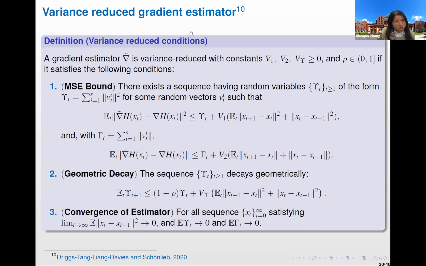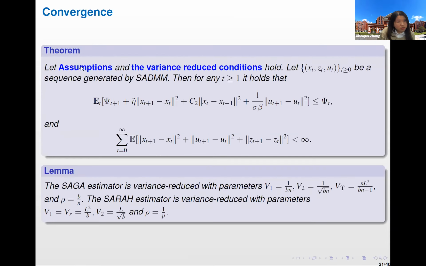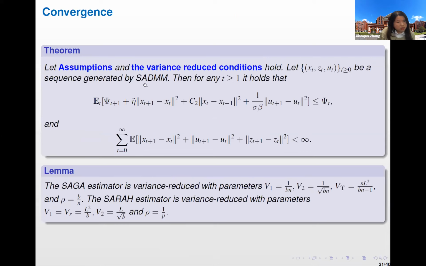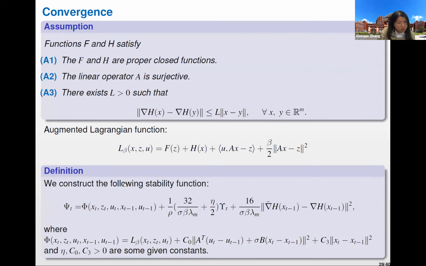So the tool we use to show the convergence is based on this variance reduced gradient estimator proposed in a recent work of Professor Schneider's group, Carola's group. Basically, if the variance reduced gradient satisfies these three conditions, this MSE bound and geometric decay in the convergence of the estimator, I won't go into too much detail, but as long as you have these conditions and the assumption we had here, this assumption is relatively light, we are able to show that for the sequence generated by this stochastic ADMM, we have a decrease of the energy in terms of expectation. This energy is based on the stability function we define here.